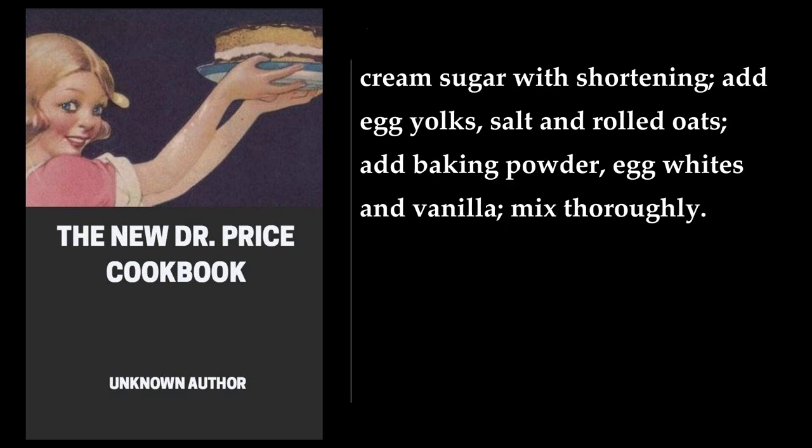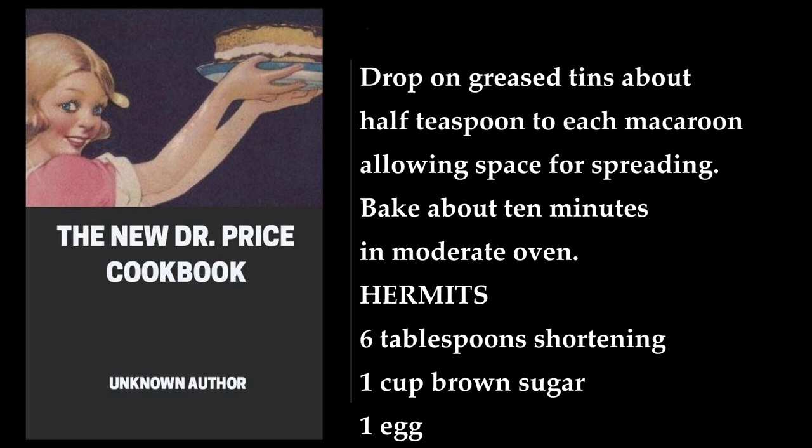Cream sugar with shortening, add egg yolks, salt and rolled oats, add baking powder, egg whites and vanilla, mix thoroughly. Drop on greased tins about 1/2 teaspoon to each macaroon, allowing space for spreading. Bake about 10 minutes in moderate oven.